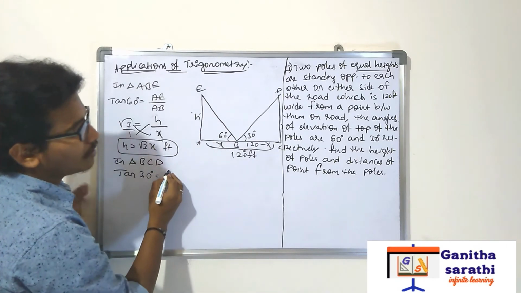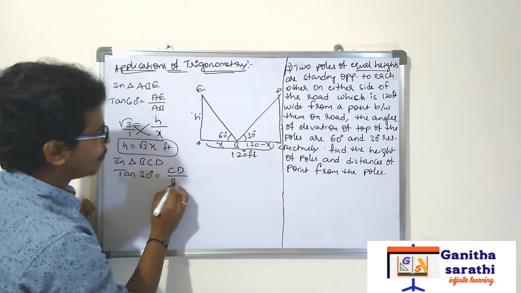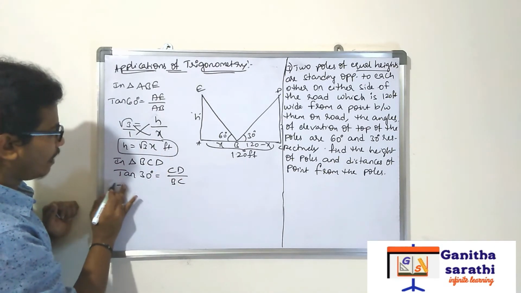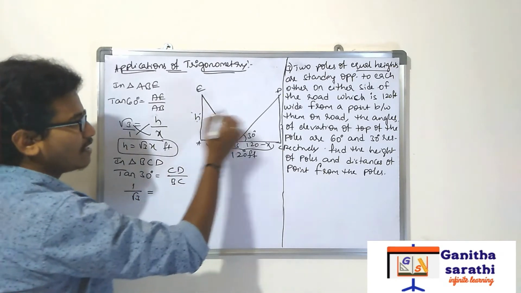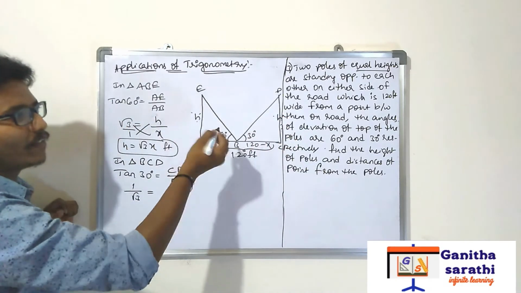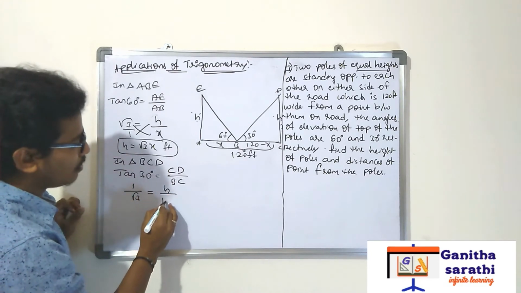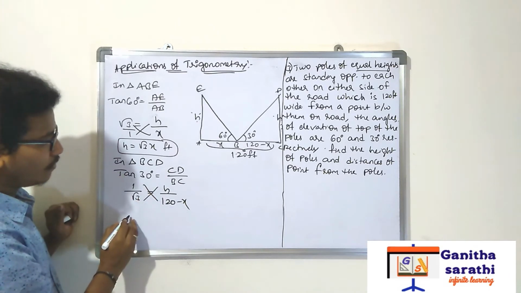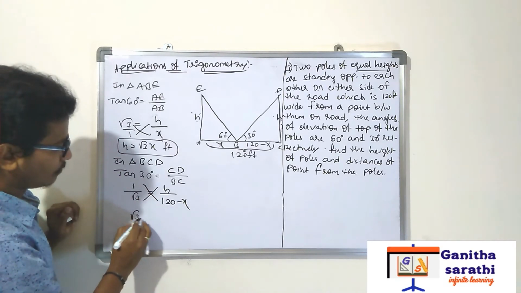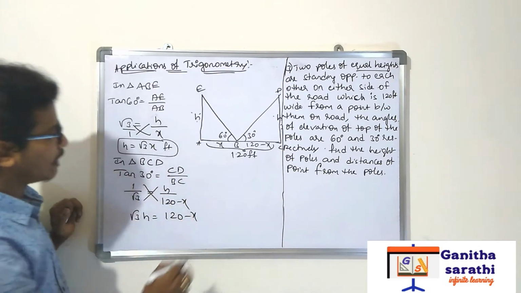What is the opposite side? Opposite side is CD, right? CD by adjacent side is BC. Tan 30 value is 1 by root 3, is equal to CD value H, this will also be H only. Two equal heights, right? Next, H by BC value is 120 minus X. So do cross multiplication again. Root 3 into H will be root 3H is equal to 120 minus X into 1, will be 120 minus X.